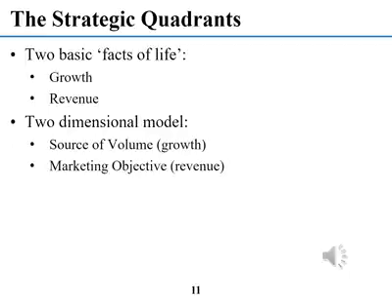The Strategic Quadrants framework is based on 2 facts of life. Those are growth and revenue. They also recognize that the go-to-market strategies can be based on 2 variables or 2 dimensions in the matrix. Those are source of volume, which we will use as our growth estimate, and marketing objective, which we will use as our revenue objective.